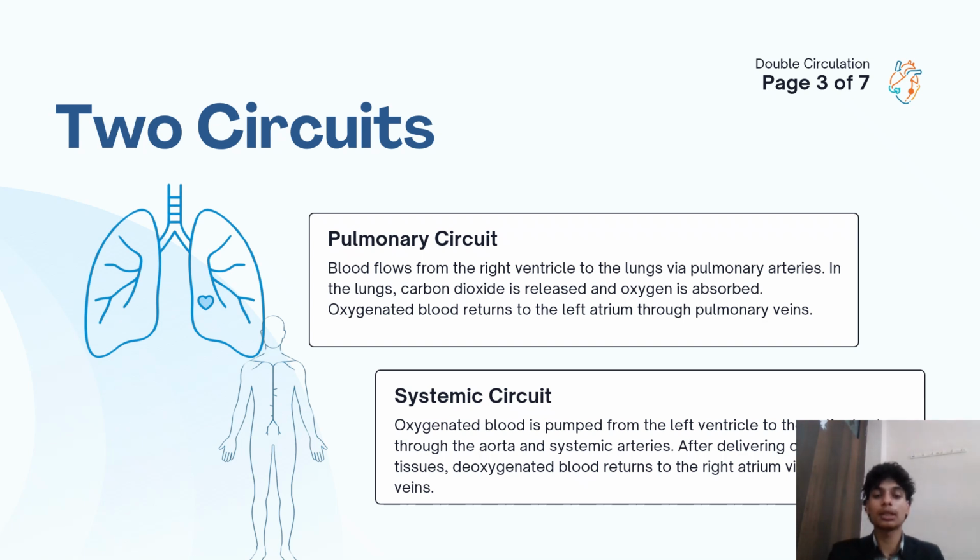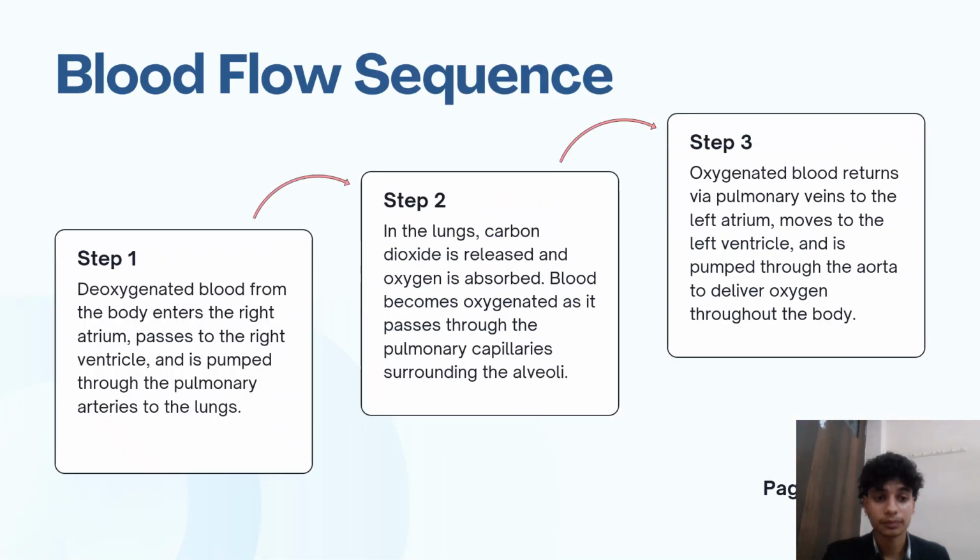And what's happening in the systemic circuit? The oxygenated blood is pumped from the left ventricle to the body parts through the aorta and the systemic arteries. And after delivering oxygen to the tissues, the deoxygenated blood returns to the right atrium. So this is the repetition of the circuit. And moving to the next slide.